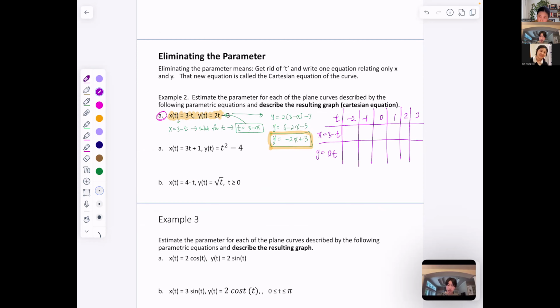If you plug in negative 2, it's going to be 3 minus negative 2, positive 5. And then y will be negative 7. If you plug in negative 1, it's going to be 4 and negative 2. Actually, negative, what happened? Am I correct? 2t minus 3. 3 minus, okay, that's fine. Wait. Negative 2 times negative 5, negative 2. I think I made a mistake here, right?